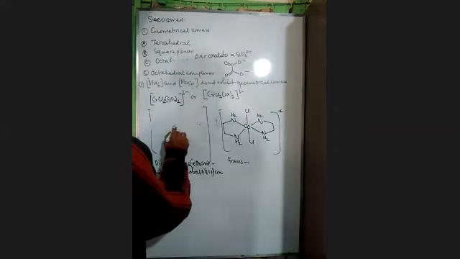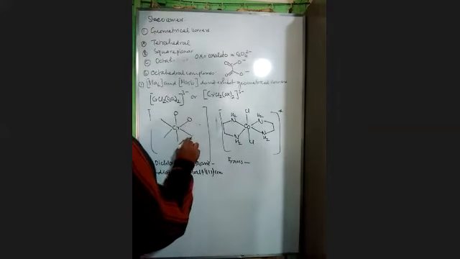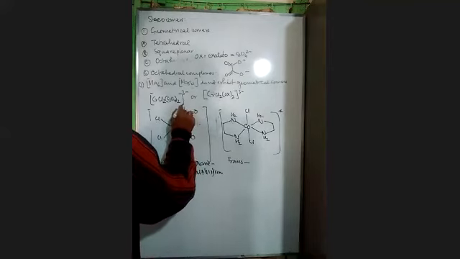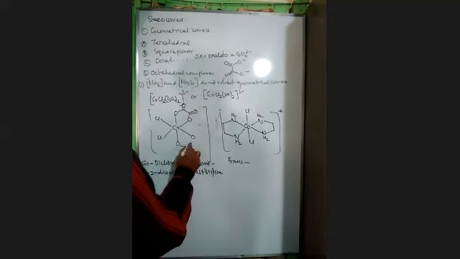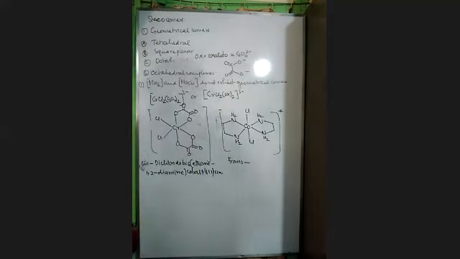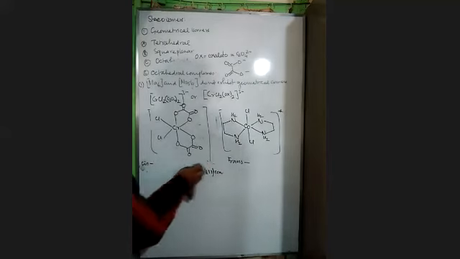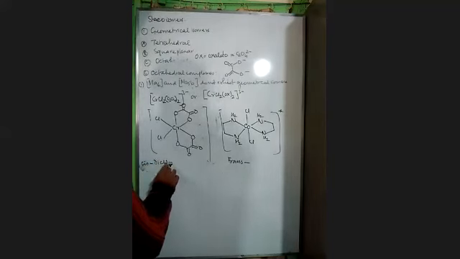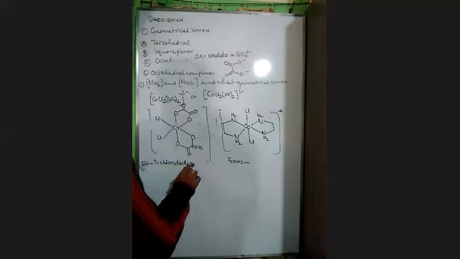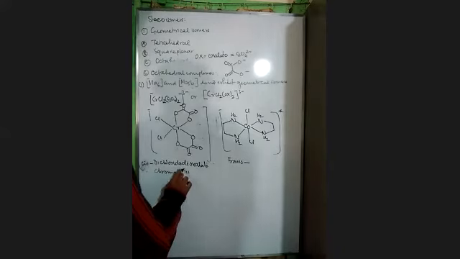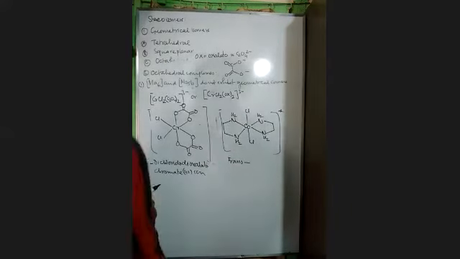So what do you write now here? Cr. See, now we know it is the oxygen which is bonded. So O, O, O, O. This is Cr. See, these two, I don't write the carbon. Finish. So what will be the name here? Dichloridobis(oxalato)chromate(III) ion. So you write this structure by yourself.